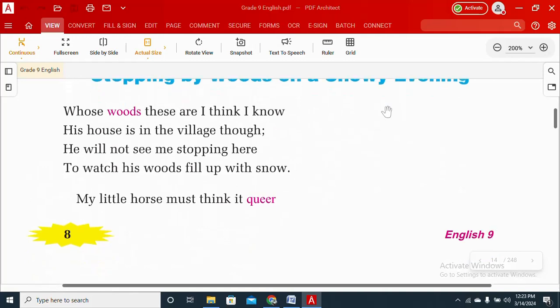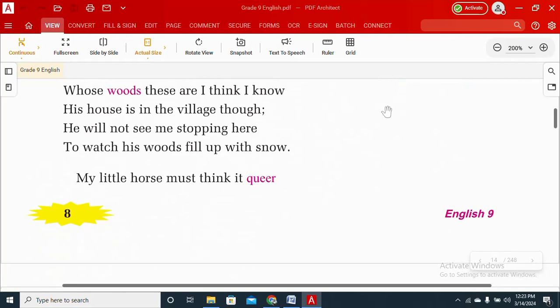Its rhyme scheme is AA, BB, BB, CB, CC, DC and DDD. This is the rhyming pattern of the poem. So first, the poet describes human life, and human life is compared with a journey. The speaker is a traveler.